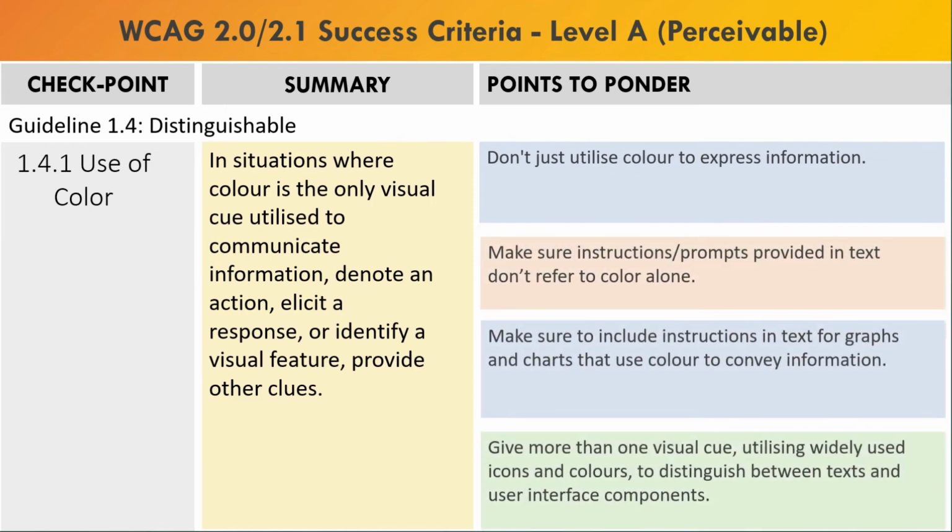Guideline 1.4 Distinguishable. 1.4.1 Use of color. In situations where color is the only visual cue utilized to communicate information, denote an action, elicit a response, or identify a visual feature, provide other clues. Don't just utilize color to express information. Make sure instructions/prompts provided in text don't refer to color alone. Make sure to include instructions in text for graphs and charts that use color to convey information. Give more than one visual cue, utilizing widely used icons and colors, to distinguish between text and user interface components.